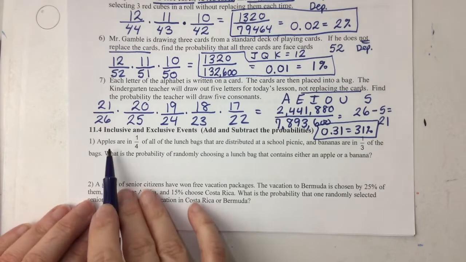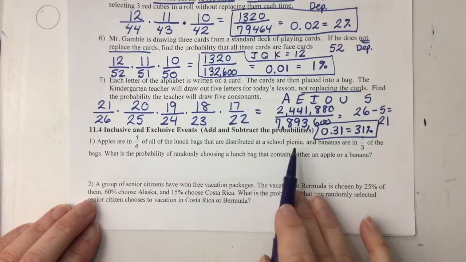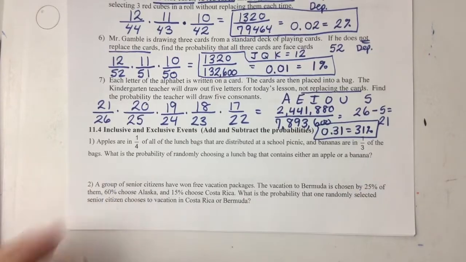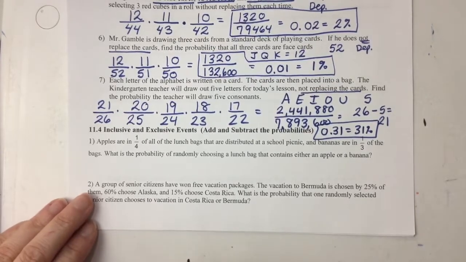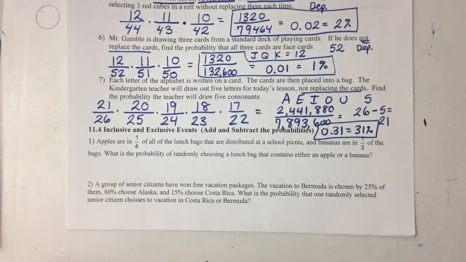It says, apples are in 1/4 of the lunch bags that are distributed at a school picnic. Bananas are in 1/3 of the bags. What is the probability of randomly choosing a lunch bag that contains either an apple or a banana? Now, this is exclusive because you're getting one or the other. There's no such thing as an apple-banana. That's kind of a fun word. You're either getting an apple or a banana, or maybe they have other fruits in there. They're not telling us. They probably have pears or oranges or whatnot.